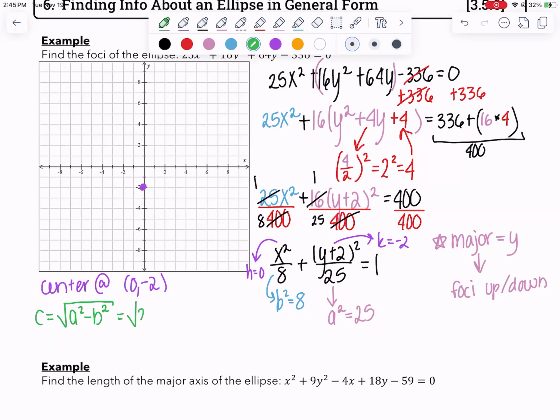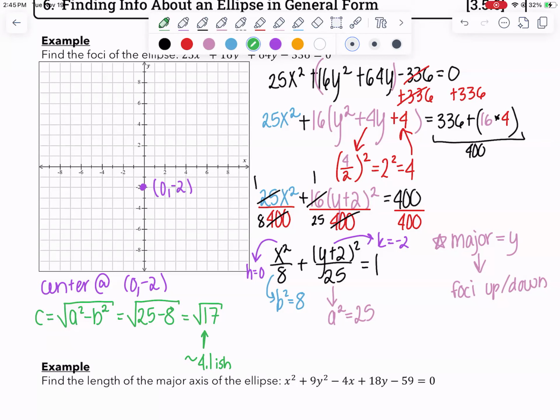A squared is 25, minus B squared is 8. That is the square root of 17, which is clearly not a nice number. It should be a little bit bigger than 4. Let's see, square root of 17, it's like 4.1-ish, right? It doesn't matter.